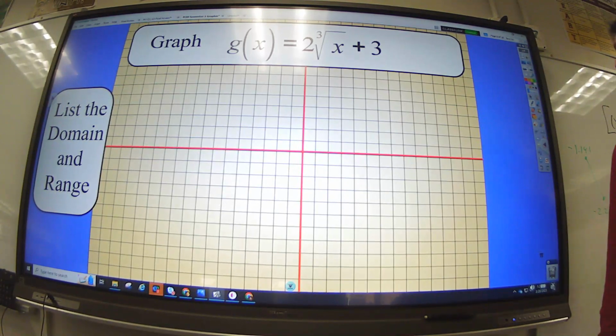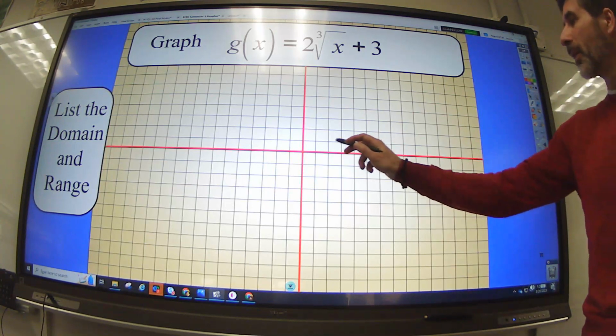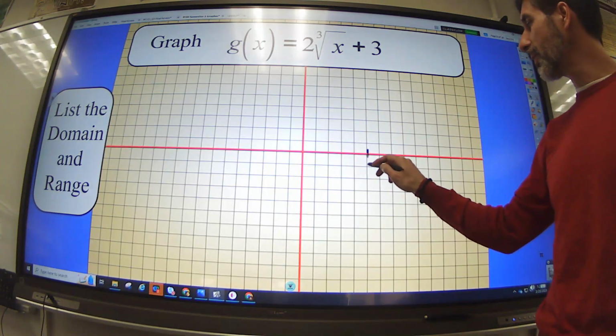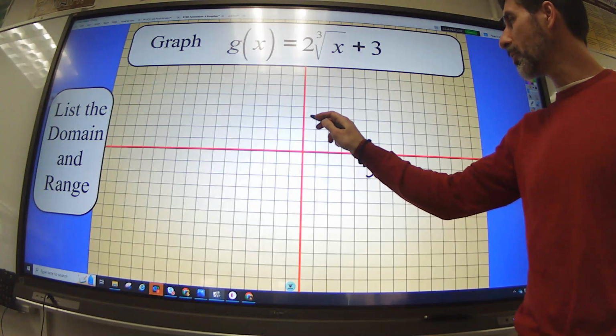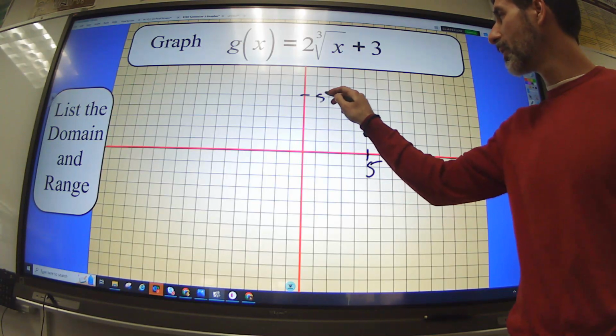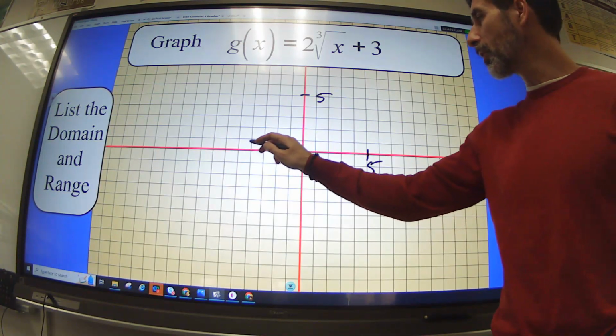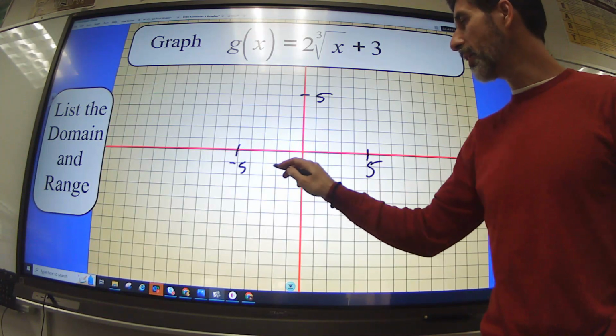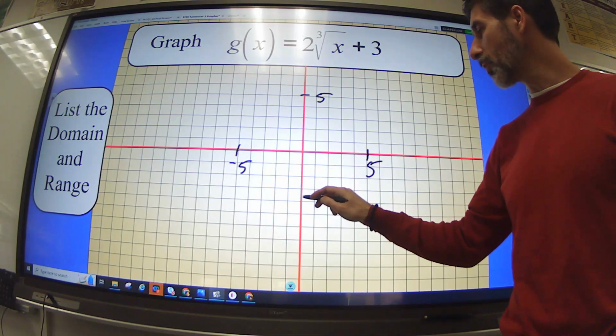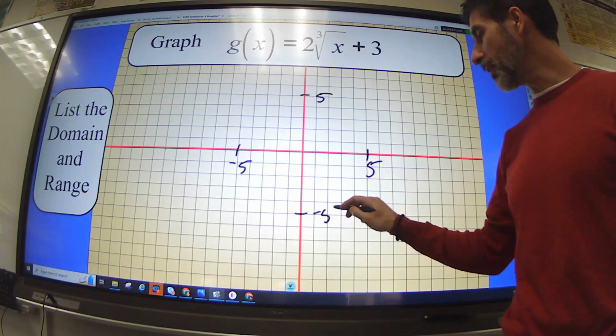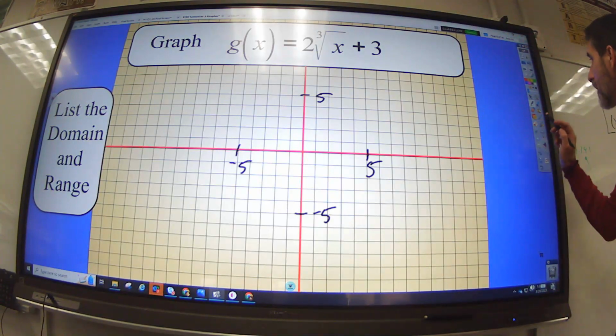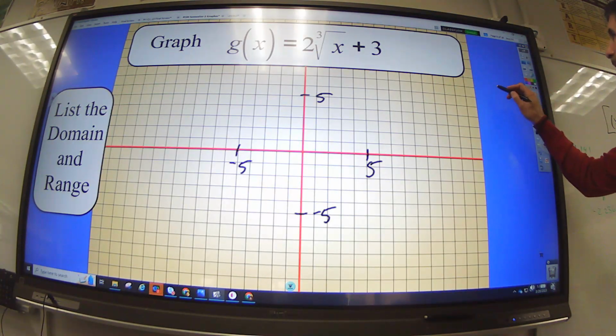Anyway, g of x equals 2 cubed root of x plus 3. Now we want to get our perfect cubes. We got to know those. But first, I'm going to do my scaling. 1, 2, 3, 4, 5. 1, 2, 3, 4, -5. Okay, h and k is what?